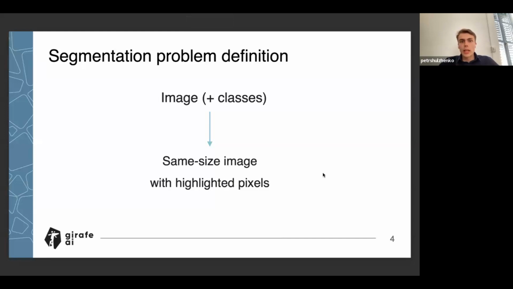So, as I said, in the input you have an image during inference, but also some meta information like the number of classes that can be present on this image. And as the output, your model should give an image of the same size with highlighted pixels, so with annotated labeled pixels.